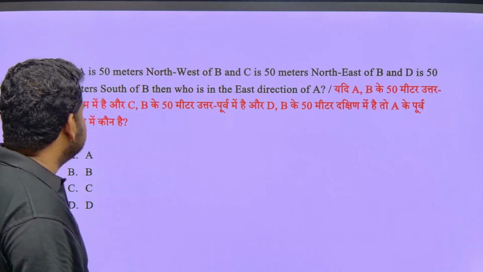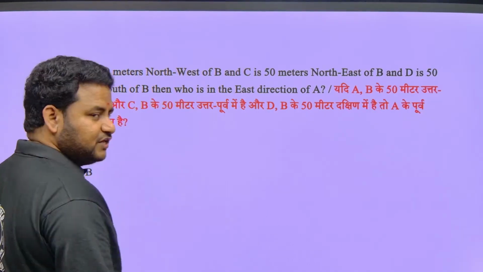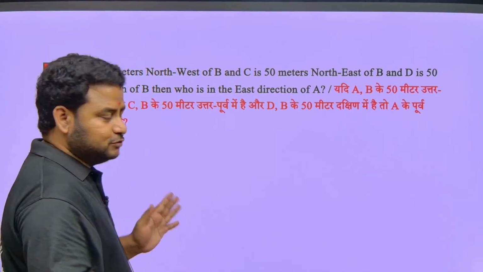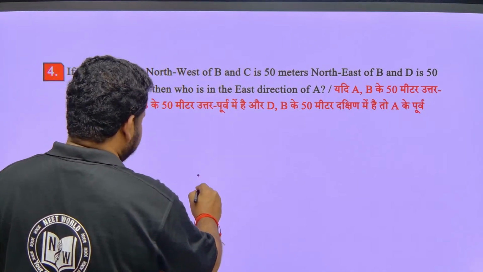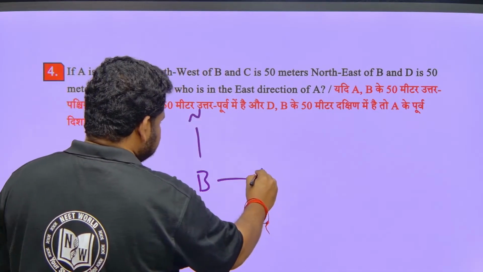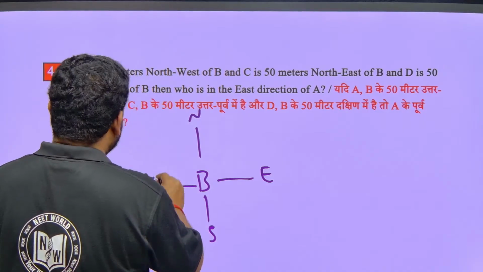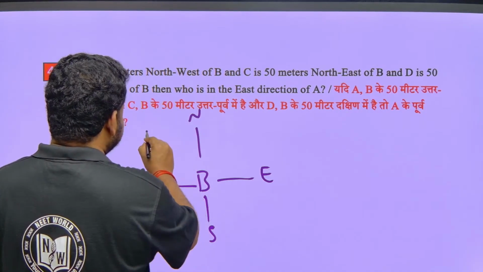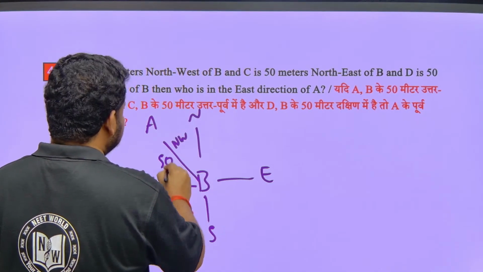Now look at this, if A is 50 meters to the northwest of B. If they give northwest, northeast, no need to get confused. So first, what are they telling? A is northwest of B. First write down B. Northwest means what? This is north, this is east, this is south, this is west. A is 50 meters to the northwest of B, this is northwest, this is 50 meters.